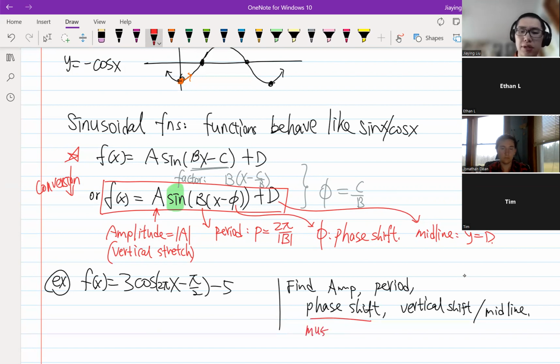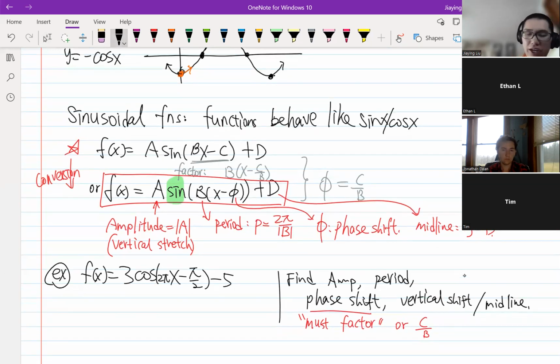Must factor. Well, you don't have to factor. You could also just take pi over 2 divided by 2 pi. That also gives you the phase shift. But in this case, I'm saying must factor, in quotes. It's C over B if you want to use this formula.